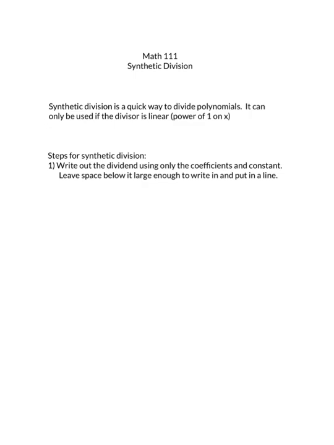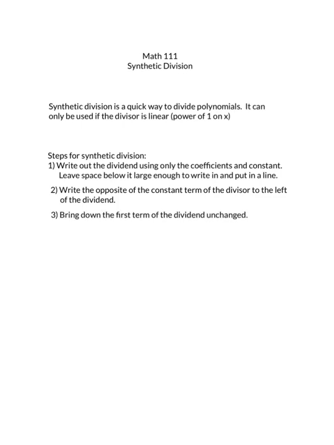The steps for synthetic division start with, first of all, write out the dividend using only the coefficients and the constant. Leave enough space below this that you can write in it and then put a line underneath there. Step 2, you're going to write the opposite of the constant term of the divisor and put this to the left of the dividend. Step 3, you're going to bring down the first term of the dividend unchanged.